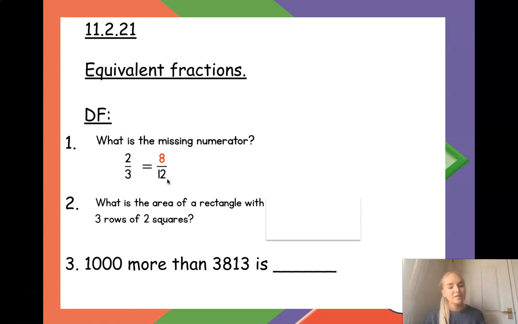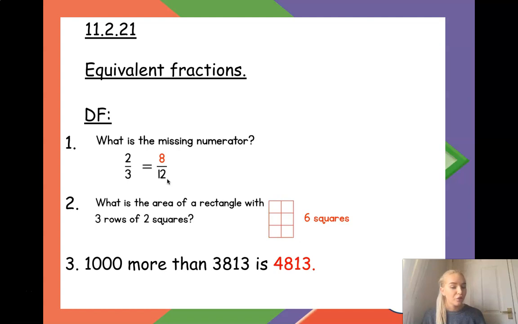Number 2, what is the area of a rectangle with 3 rows of 2 squares? Well, that would be 6 squares. And finally, 1,000 more than 3,813 is 4,813. Make sure you're looking at that more or less. If it's more, the number is getting bigger.